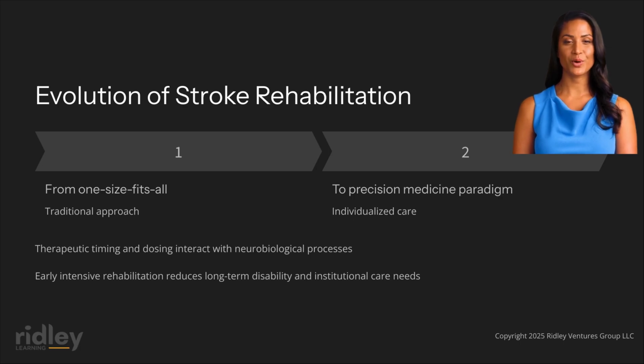However, access to appropriate phase-specific rehabilitation services remains inequitable, with rural populations, racial and ethnic minorities, and uninsured or underinsured individuals experiencing systematic barriers to receiving evidence-based care at the optimal intensity and timing for their recovery phase.